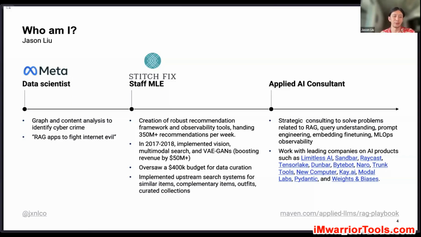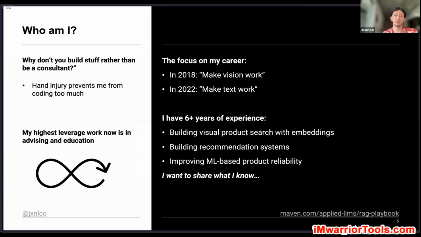Before that, I was working at Facebook doing a lot of cybercrime detection. It's kind of like a RAG app for all the evil on the internet, whether it's spam to terrorism. And so I have a lot of experience building these search tools. The focus of my career in the first half was really about making vision work, given that vision had worked in this deep learning era, and now I'm applying the same skills again to make text work. A lot of the stuff that we have around product search, recommendation systems, and product reliability, all the things I want to share with you.